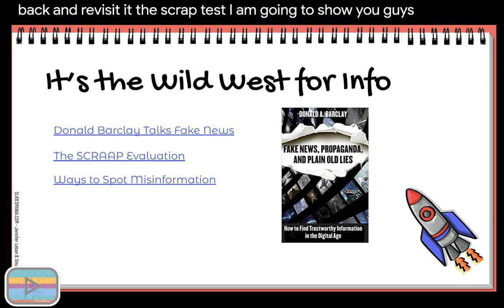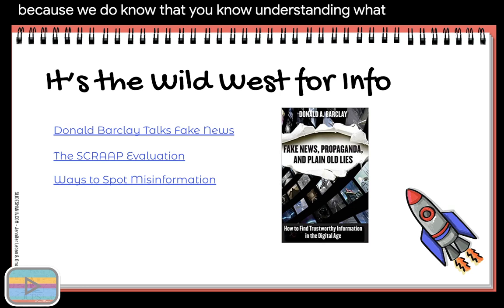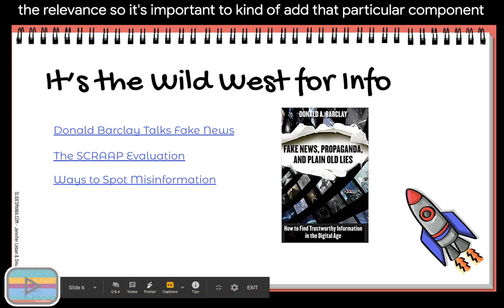The CRAP test has been around for a long time, and a lot of JCPS librarians use it as a way to help students remember what they should be looking at. So it was usually just this bottom part here. And then most recently, the S has been added because we do know that understanding what your personal biases are and your personal slant can impact how you determine some of these. It can kind of determine how you look at the purpose or the relevance. So it's important to add that particular component into any evaluation that you're doing.